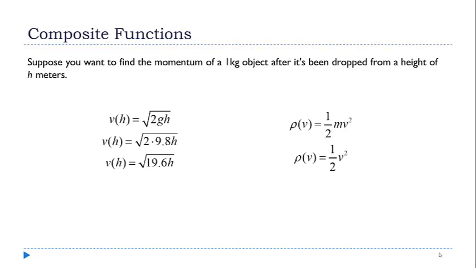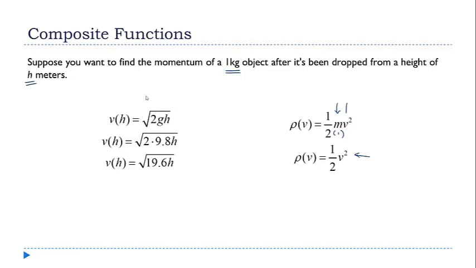All right, so let's look at an example here to kind of motivate what I'm talking about. Suppose I want to find the momentum of a 1 kilogram object after it's been dropped from a height of h meters. Well, there's a physics formula for momentum, but it doesn't use height, it uses velocity along with the mass. So because my mass is 1, I can go ahead and put 1 in there for m, and I get this formula for the momentum. And that's nice, but like I said, it's velocity, and I want to do this in terms of height.